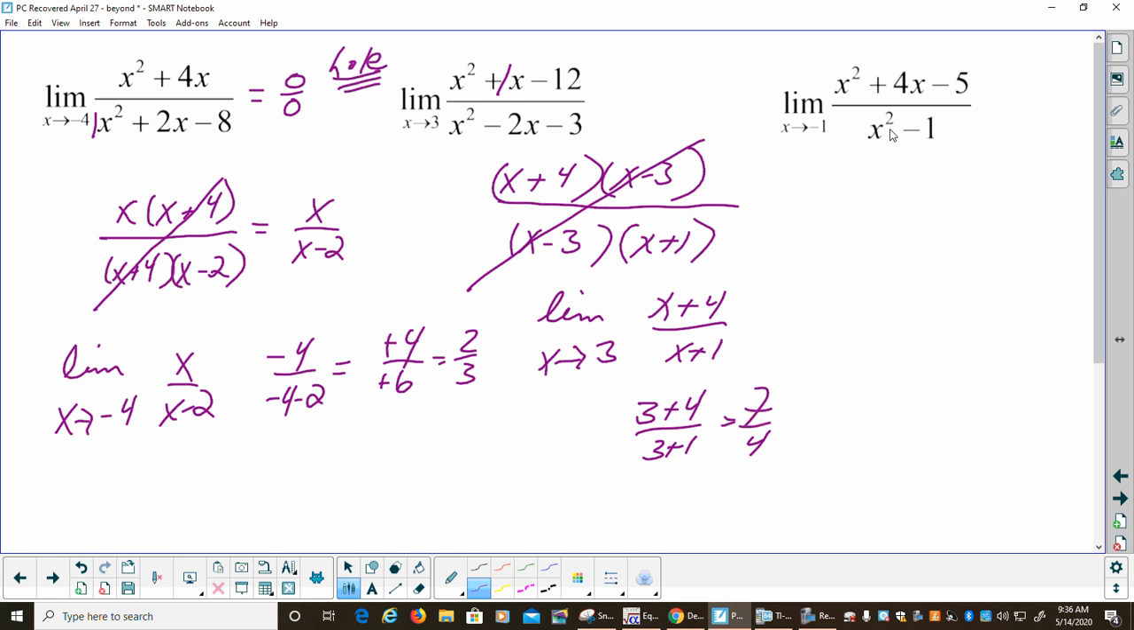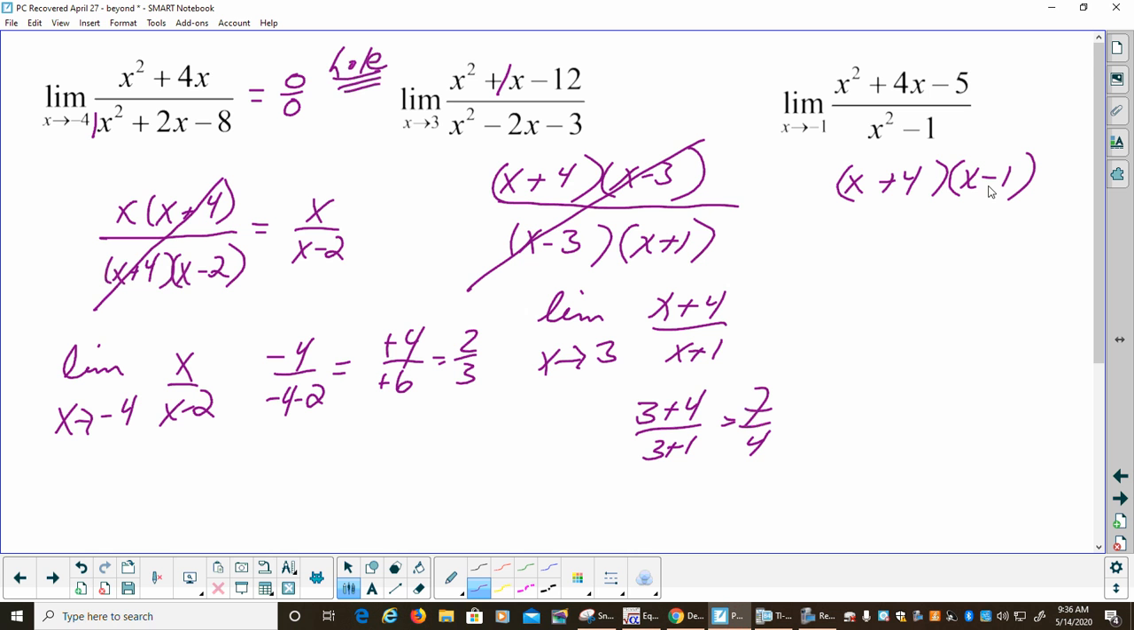Trying it on this one. The limit as x goes to -1. Again, assume direct substitution isn't going to work. So what multiplies to -5 and adds to 4? So that would be x plus 4, x minus 1.